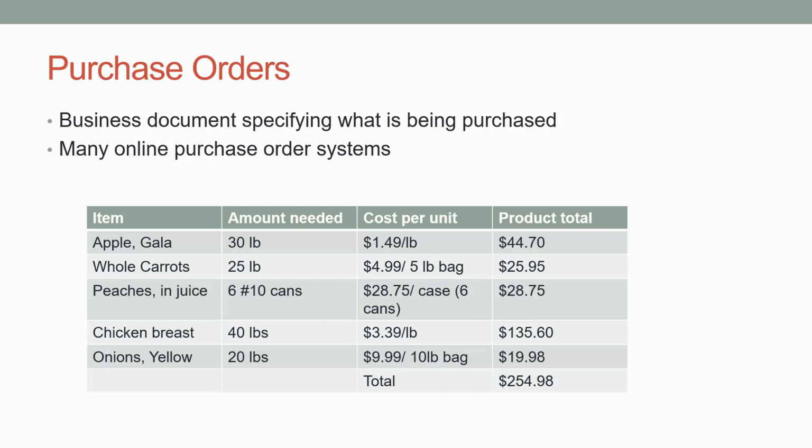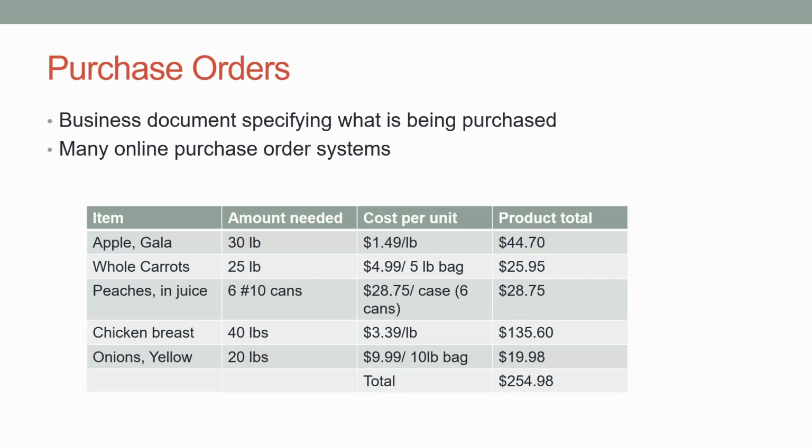Peaches in juice on this, so I'm specifying that. So we have 6 number 10 cans that are needed, and it just so happens that one case is 6 cans, so that worked out well. But again, same thing with the carrots. If we only needed 5 cans, but I had to buy them in a case, well then, my cost is still going to be that $28.75.